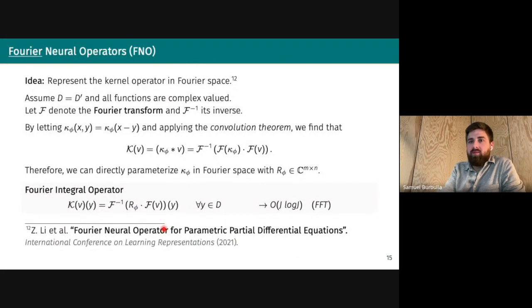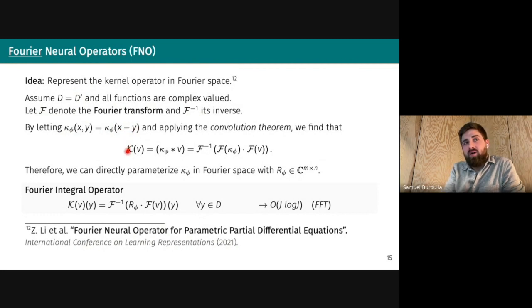Okay, so now let's talk about the F in FNO. The idea here is to represent the kernel operation in Fourier space. This was presented at ICLR 2021. We have to make some assumptions, but let's assume the input domains of both functions are the same, and we have complex valued functions. We denote by F the Fourier transform and F^-1 the inverse Fourier transform. Now assume we have a kernel which, like in a convolution, is just dependent on the difference.